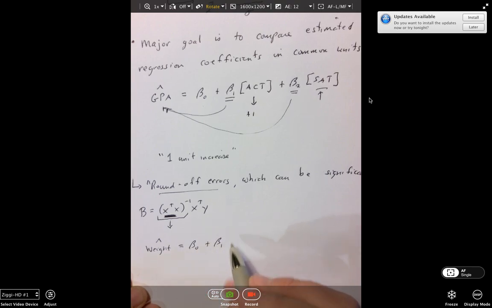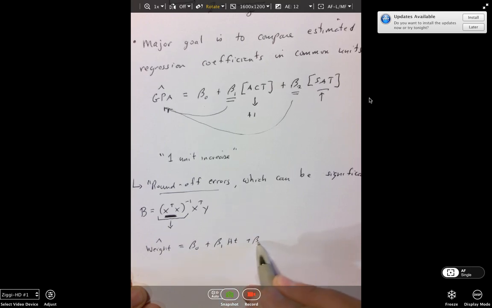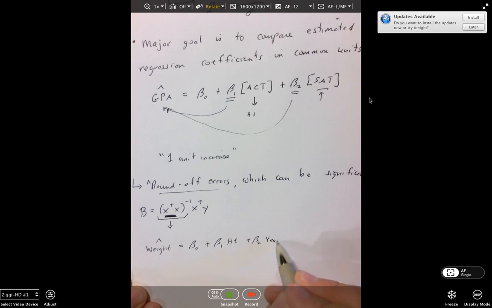And let's say x1 is the height of the child, and we have a 2 predictor model, and x2 is the year that the measurement was taken. Let's say these are in inches, and the data that we're collecting, of course the weight would be in pounds. Let's say the weight is 100 pounds, the height is 49 inches, and the year this was taken was 2012.